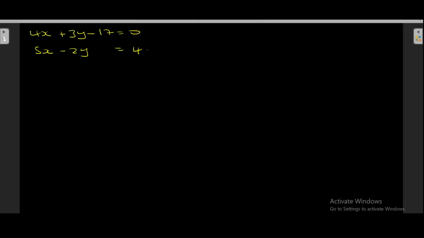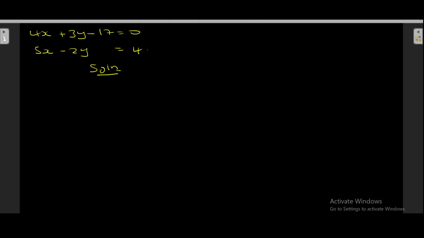Today I want us to work out that number using matrix method. Take an example. If you're given a question which is 4x plus 3y minus 17 is equals to 0, and then 5x minus 2y is equals to 4. They want us to find the value of x and y using matrix method. These are simultaneous equations, and this is how we can answer such a question. We are going to start with solution.